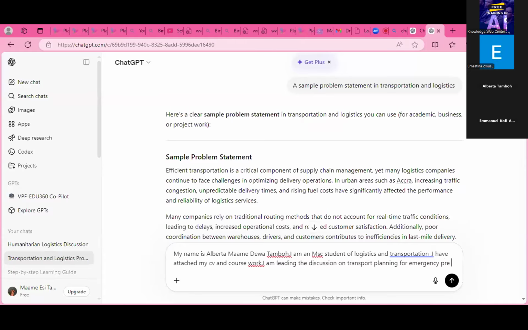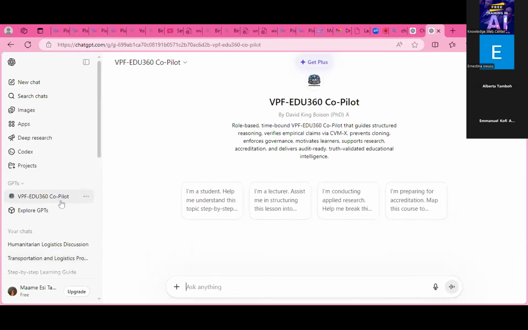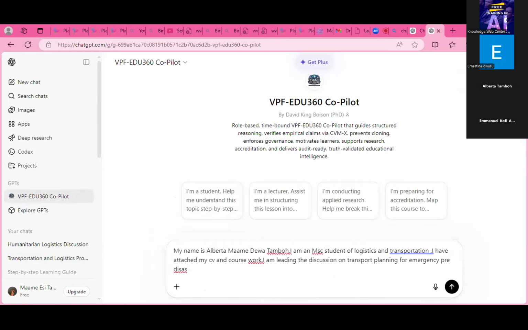Whilst you're typing, you have to talk, so we see what you're doing. Please, I'm typing: my name is Alberta Mamide Watambo. I'm an MSc student of Logistics and Transportation. I have attached my CV and course. I'm leading the group discussion on transport planning. Are you in the group 360 platform? Okay, please, I've moved there.